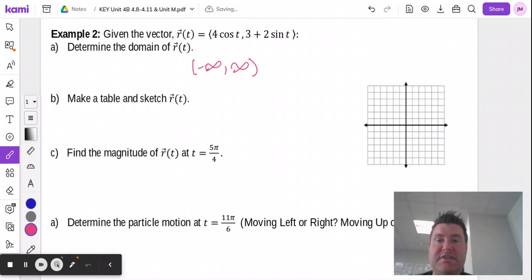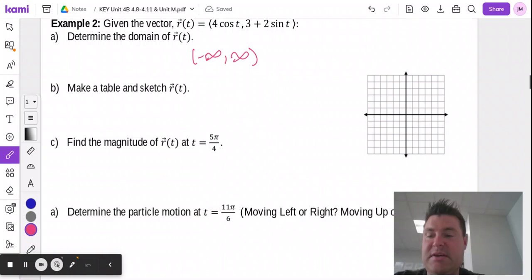Because the domain of cosine goes on forever left and right, and the domain of sine, same thing, goes on forever. So let's go ahead and make a table here in Sketch. Since I'm dealing with sine and cosine, I'm just going to deal with just my quadrantals.